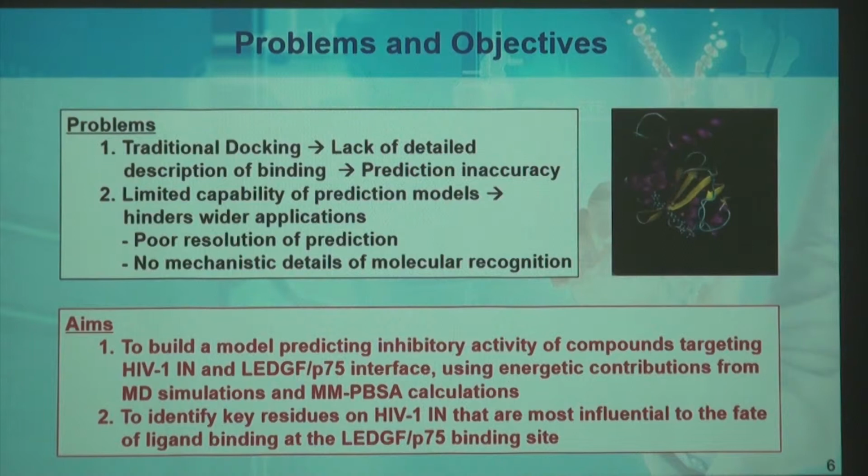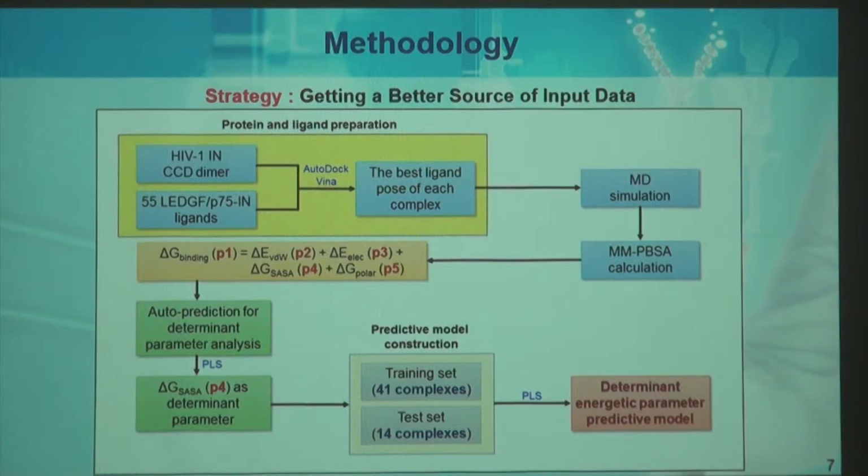So in our project, we aim to construct a prediction model to predict the inhibitory activity of compounds targeting the HIV-1 integrase and LEDGF interface using energy parameters from MD simulation and MMPBSA calculation. We also identify key residues on the HIV integrase structure that are most influential to the fate of ligand binding at the ligand binding site. We use the energy parameters to construct the prediction model. These parameters were collected after MMPBSA calculation and divided into five parameters: binding energy, van der Waals energy, electrostatic energy, solvent accessible surface area or SASA energy, and polar solvation energy, which were represented as parameter 1 to 5.